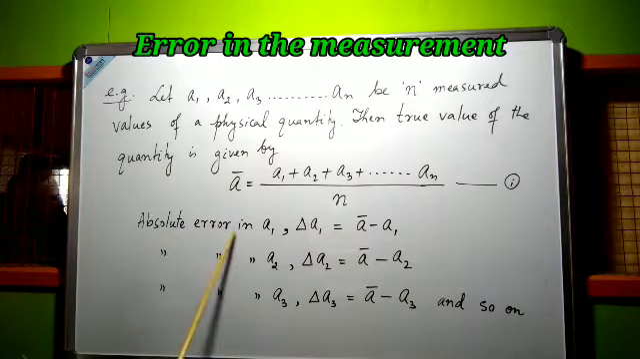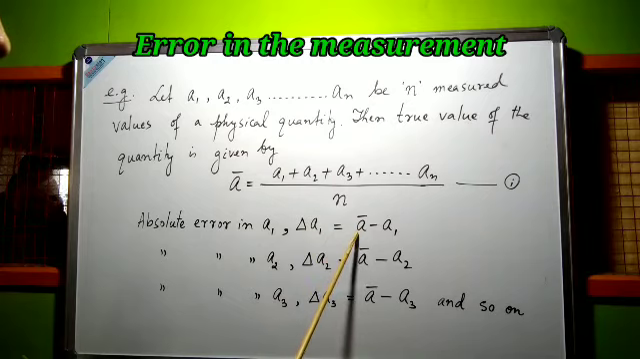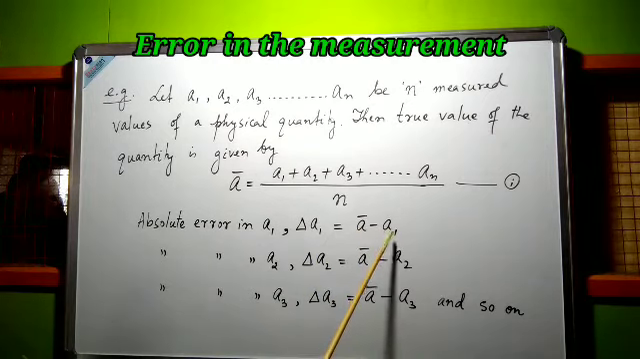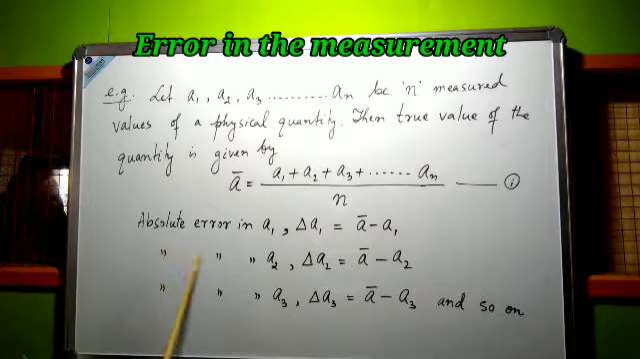So generally denoted by this symbol known as delta. And the absolute error in measured value A1 is denoted by delta A1, and it should be equal to true value, that is A bar minus measured value A1. Similarly, absolute error in second measured value A2 denoted by delta A2 equal to true value minus measured value A2. And again, absolute error in third measured value A3 denoted by delta A3 equal to true value minus measured value.